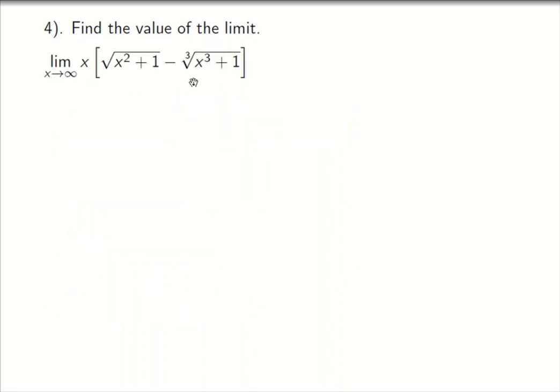Find the value of the limit of x multiplying the whole of this expression, square root of x squared plus 1 minus cube root of x cubed plus 1. How do you solve this? All right, very interesting, right? You can think about this more and then we start.